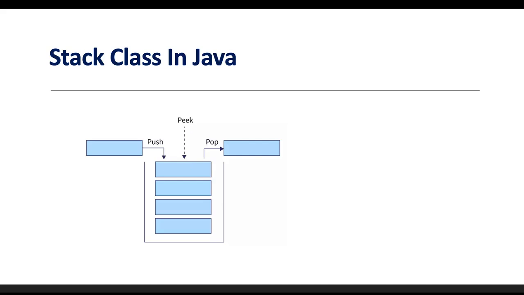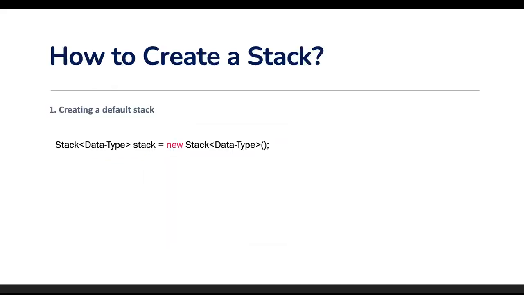Okay, we'll see with the help of an example also. This is one of the data structures implemented by Java, and it is called the Stack class. Now let's see how to create the Stack class. How can we create it and how can we use it in our programming? This is one way we can create the stack, using the default constructor. There are a couple of constructors provided by the Stack class.